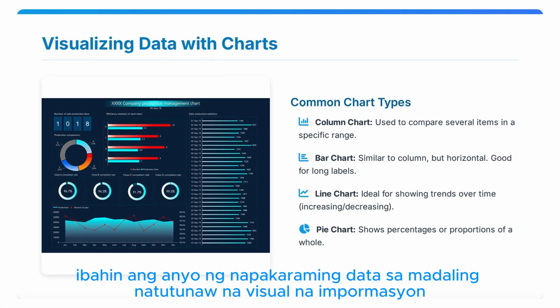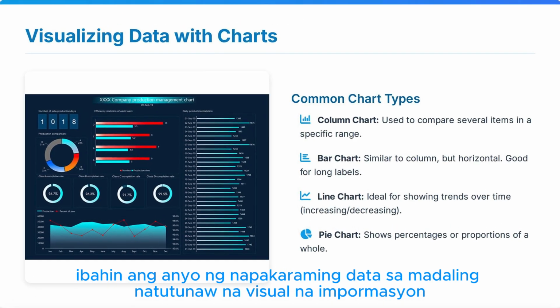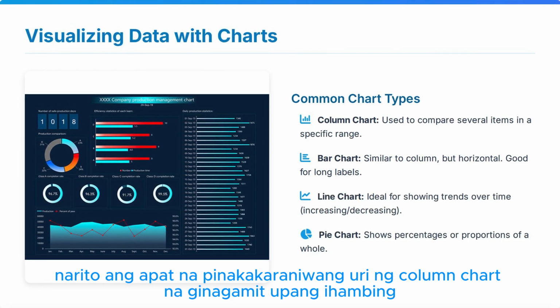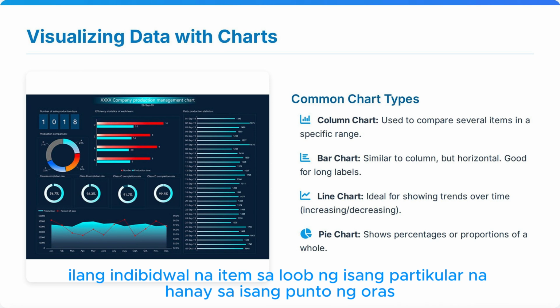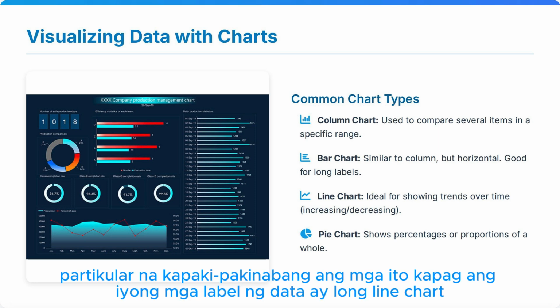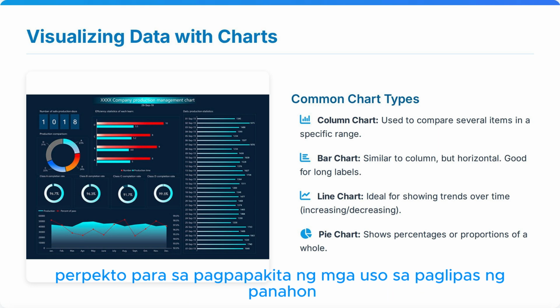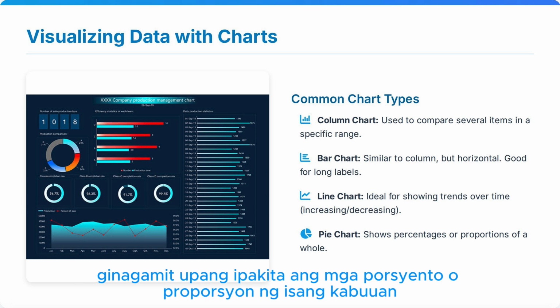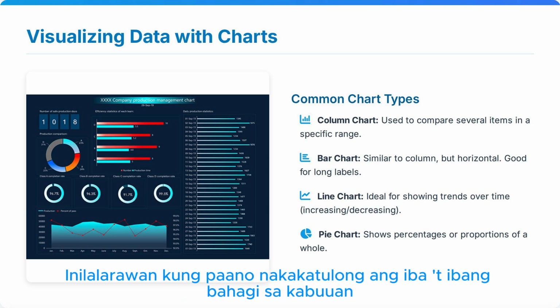Charts transform overwhelming data into easily digestible visual information. Here are the 4 most common types. Column chart, used to compare several individual items within a specific range at a point in time. Bar chart, similar to a column chart, but the bars are horizontal. They are particularly useful when your data labels are long. Line chart, ideal for showing trends over time, such as increasing or decreasing sales from month to month. Pie chart, used to show percentages or proportions of a whole, illustrating how different parts contribute to the total.